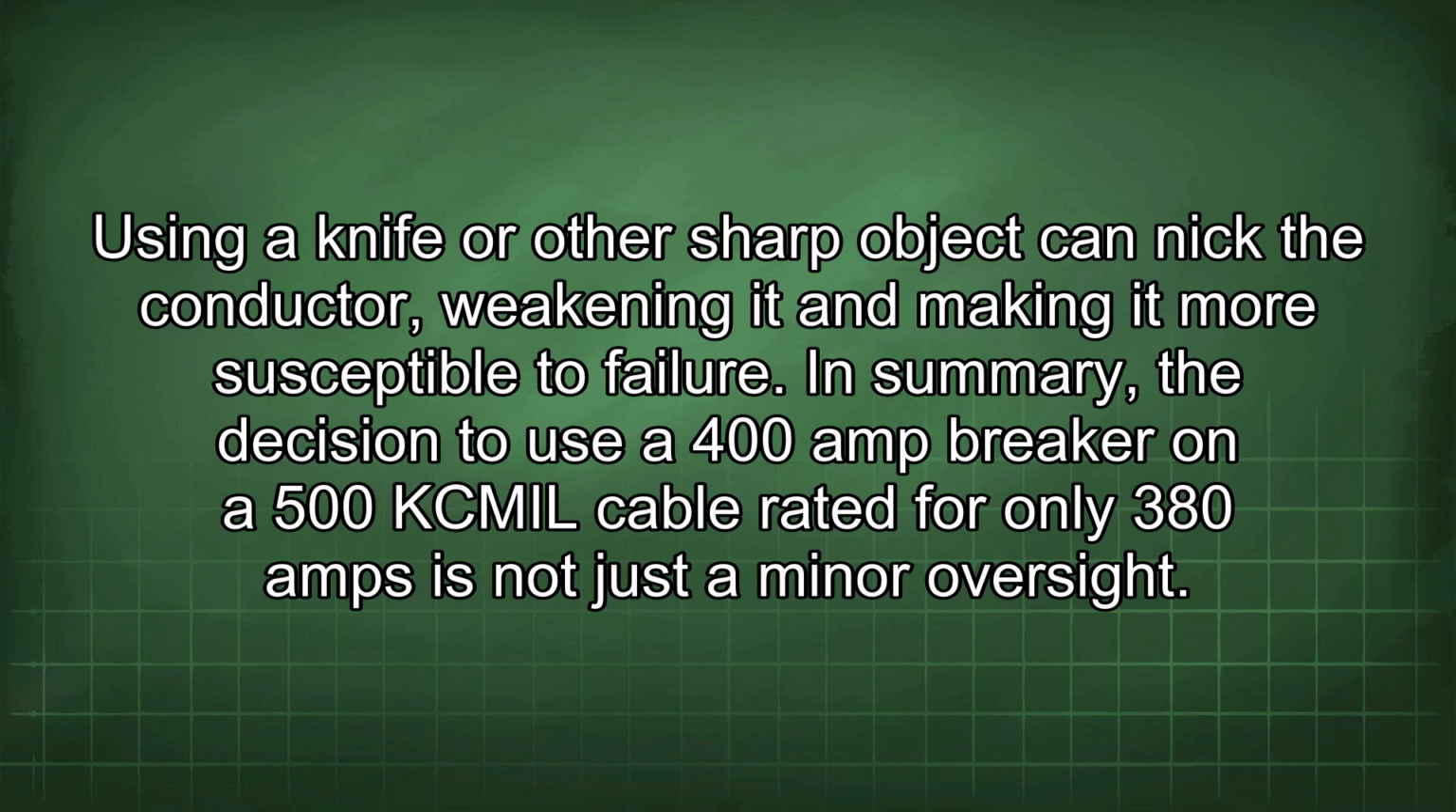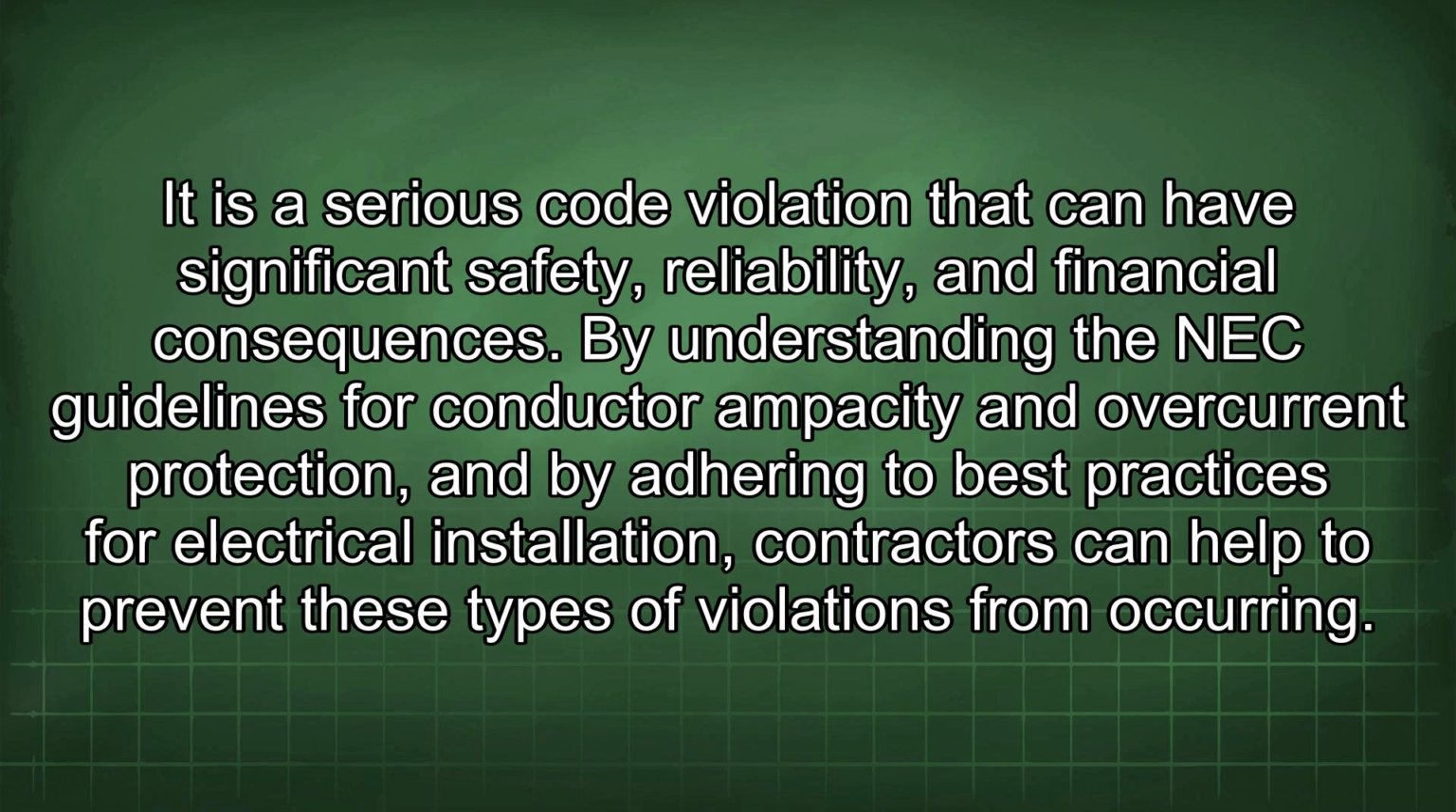In summary, the decision to use a 400 amp breaker on a 500 kcmil cable rated for only 380 amps is not just a minor oversight. It is a serious code violation that can have significant safety, reliability, and financial consequences. By understanding the NEC guidelines for conductor ampacity and overcurrent protection, and by adhering to best practices for electrical installation, contractors can help to prevent these types of violations from occurring.